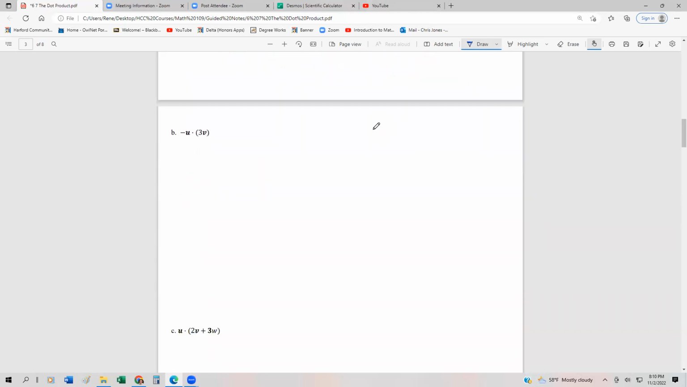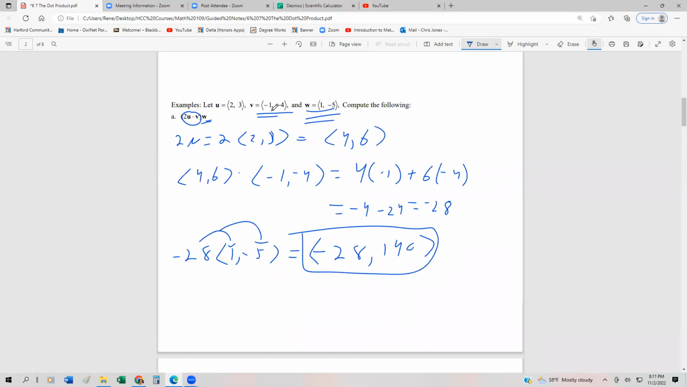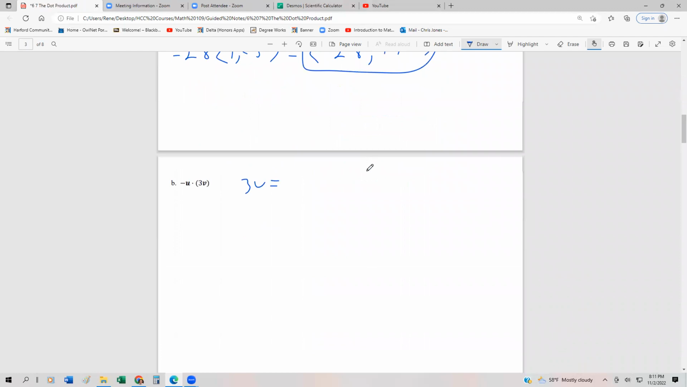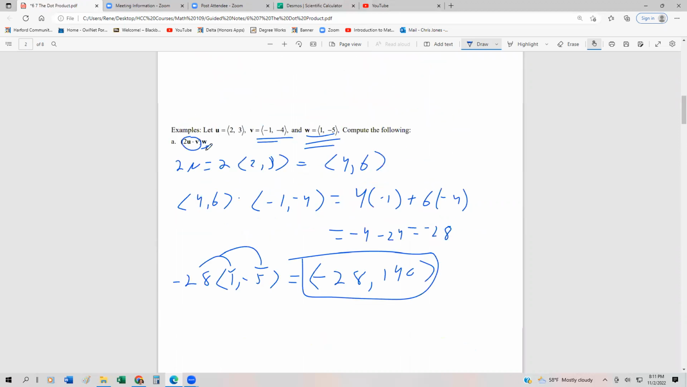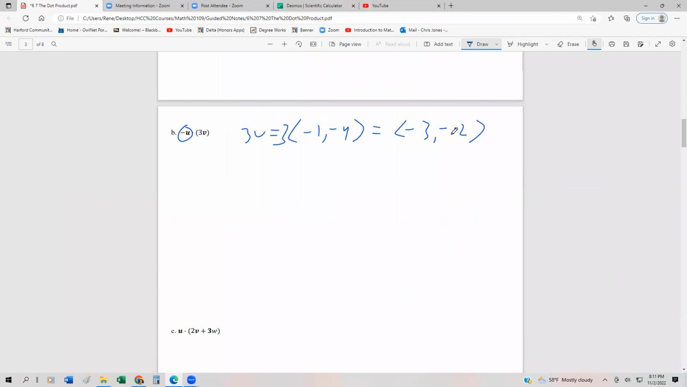-u dot 3v. Let's find 3v first, since it's in the parentheses. Now 3v is 3 times -1, comma -4, which is going to be -3, -12. And then we're going to dot that with the opposite of u. Remember that u was 2, comma 3. So -u is going to be -2, -3. And then we just dot these two vectors together. So that's going to be -2, -3, dot -3, -12.